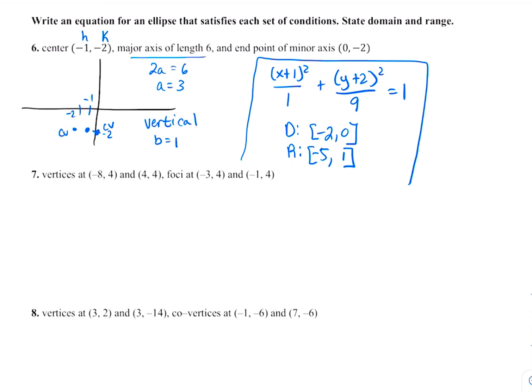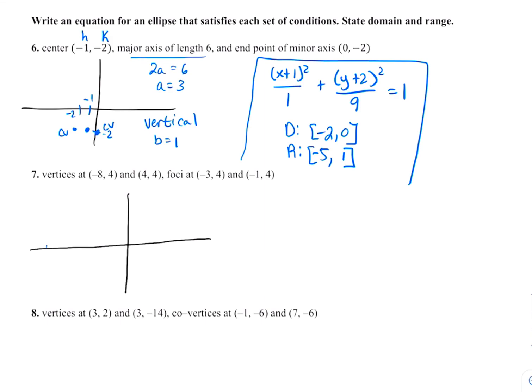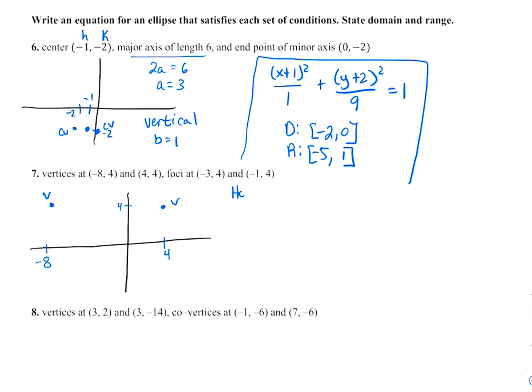So for the next example, again, I'm going to start by sketching the information that is given to me. So we are going left 8 and then up 4. So that is one of the vertices. And then right 4, up 4 for the other one. So since my vertices are to the left and right of each other, I can tell the direction right away. This is going to be horizontal. And then the distance from vertex to vertex is a distance of 2a. So if I'm going from -8 to 4, that is a distance of 12. So that means A is 6.